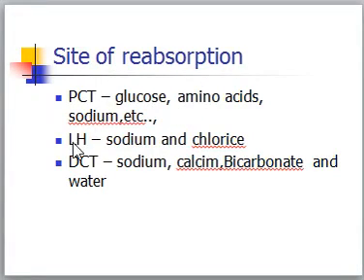Next we are coming to the loop of Henle. What are the substances here? Sodium and chloride. Only these two substances are reabsorbed in the loop of Henle. Next we are going to see the distal convoluted tubule. What substances are reabsorbed here? Sodium, calcium, bicarbonate, and finally water. These are the substances reabsorbed in the distal convoluted tubule.